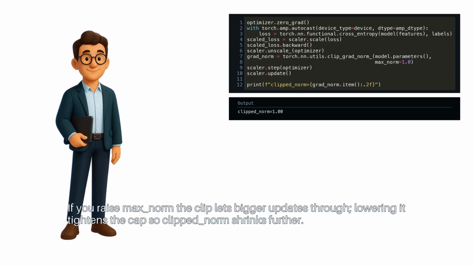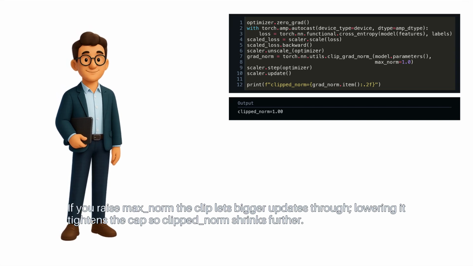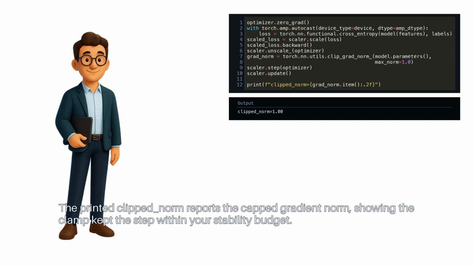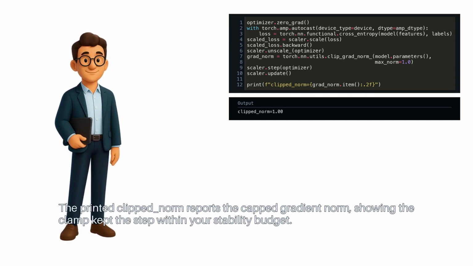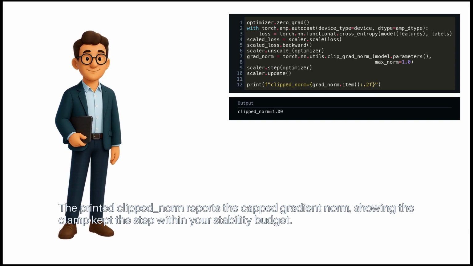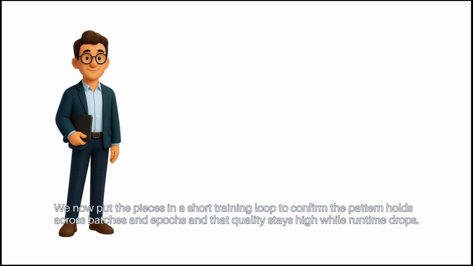If you raise max norm, the clip lets bigger updates through. Lowering it tightens the cap, so the clipped norm shrinks further. The printed clipped norm reports the capped gradient norm, showing the clamp kept the step within your stability budget. We now put the pieces in a short training loop to confirm the pattern holds across batches and epochs, and that quality stays high while runtime drops.